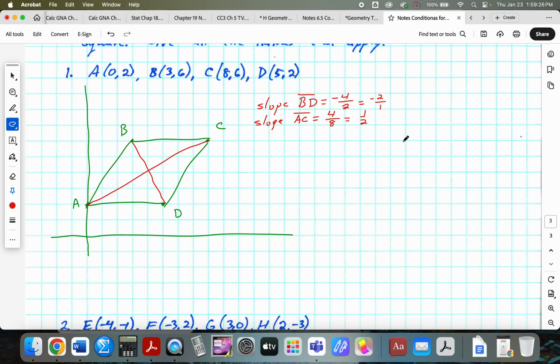Earlier this year, we looked at lines that were perpendicular. What needed to be true about their slopes? It was 2 things. Yeah, they need to be the reciprocals. They need to be flipped over, and they need to be opposite signs, and they are. So the diagonals are perpendicular. So I know that this is a rhombus.